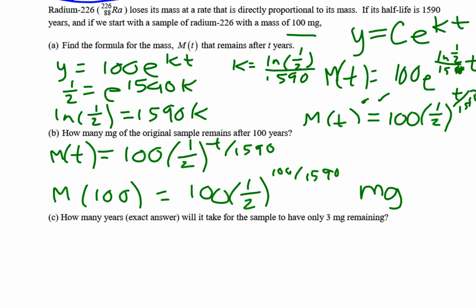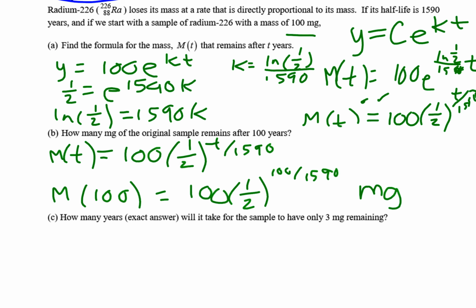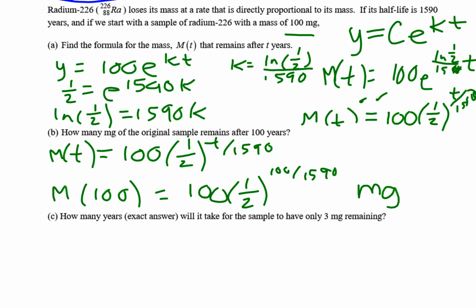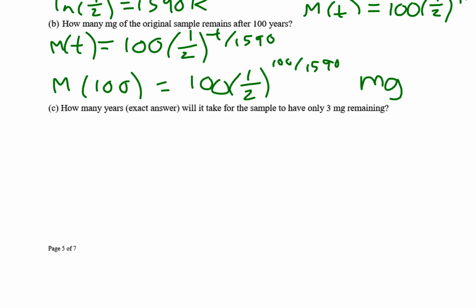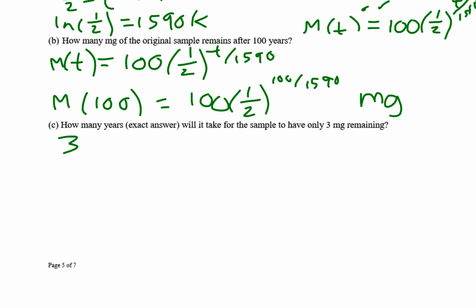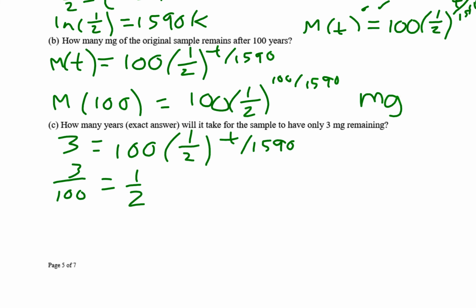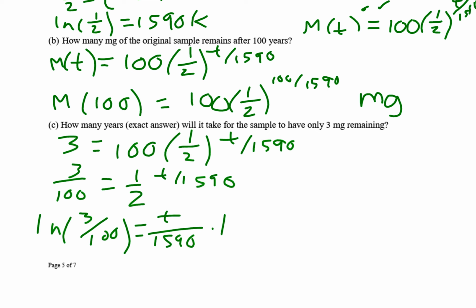And then the last part: how many years, an exact answer, will it take for the sample to have only 3 milligrams remaining? It's going to be a while, since it takes about 1,500 years for it to divide in half. I'm not going to give you an approximation because I don't have my calculator handy. We're trying to see how long it will take to have 3 milligrams remaining, so we divide by 100. We need to get that out of the exponent so we can ln both sides. And then we would have t over 1590 times the ln of 1/2.